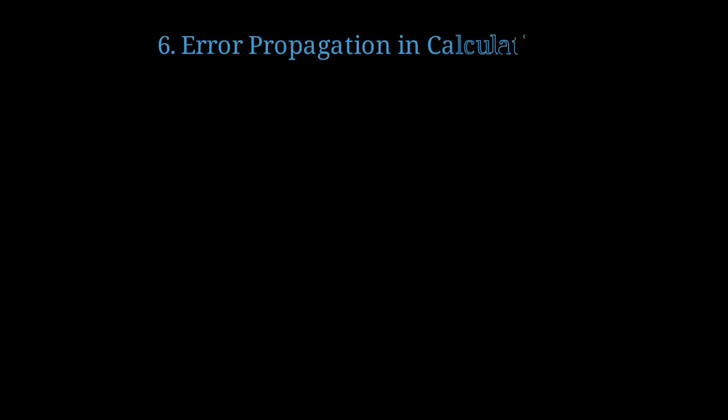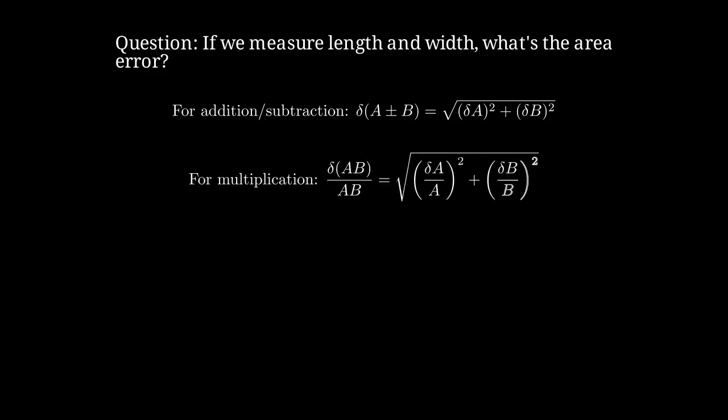When we calculate with measured values, errors propagate through our calculations. Here's a practical question. If we measure length and width with errors, what's the error in the calculated area? For addition or subtraction, the combined error is the square root of the sum of squared individual errors. For multiplication, we use relative errors. The relative error in the product is the square root of the sum of squared relative errors.